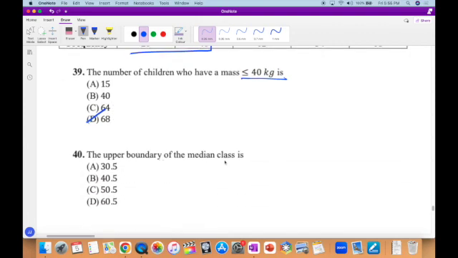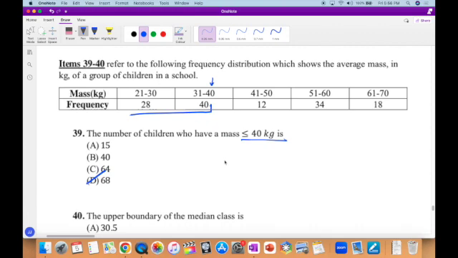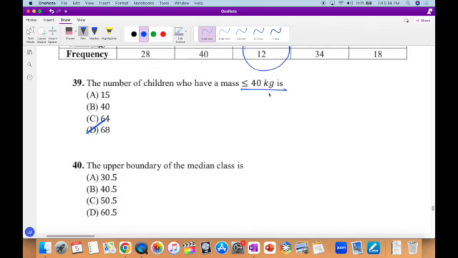The upper boundary of the median class is. So the median class is this, the one in the middle, and the upper boundary will be about 50.5.